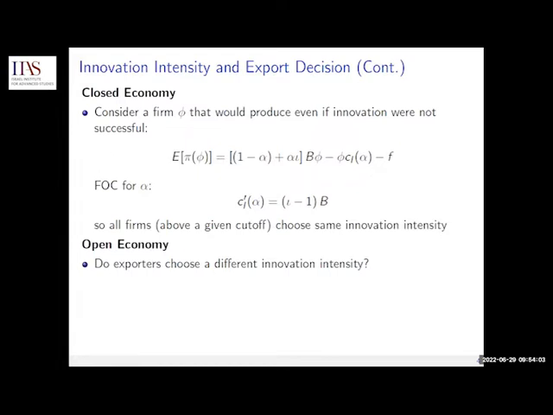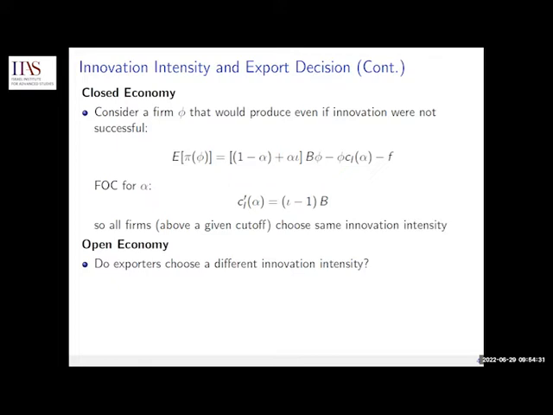So let me show you first in the static framework, and then we'll put it in the dynamic framework, why we get these properties, and it highlights why this formulation is particularly easy to work with. So think about the expected profits of this firm with this productivity phi that I've just rescaled, so that now profits are proportional to phi.